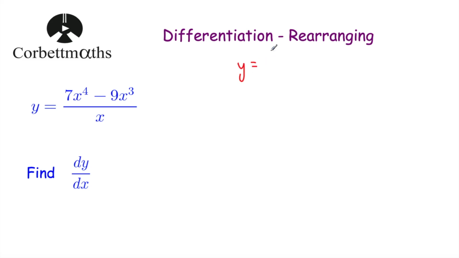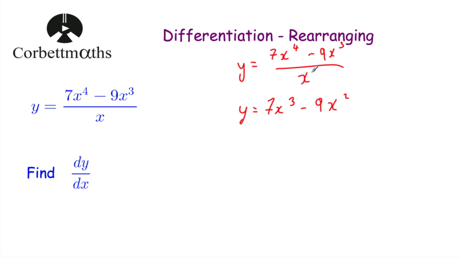So y is equal to, I'm just going to write it out again, 7x to the power of 4 minus 9x cubed over x, and we're going to divide each of these by x. So y is equal to, so 7x to the power of 4 divided by x, well, that'll be 7x cubed, because you're dividing by x, one of the x's would cancel, so you get 7x cubed. Then we've got subtract, and then we're going to divide 9x cubed by x. That'll be then 9x squared.